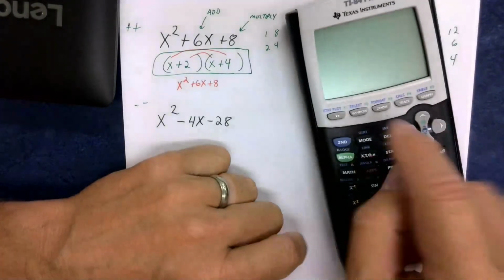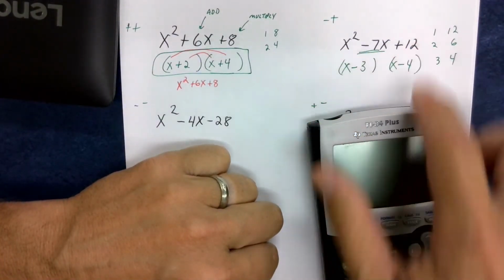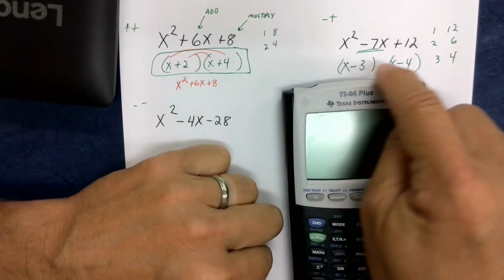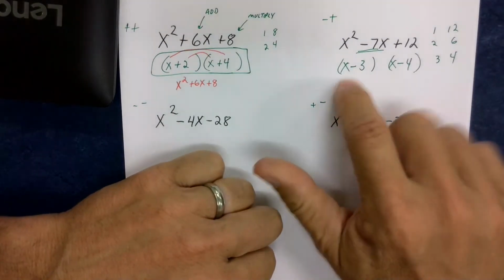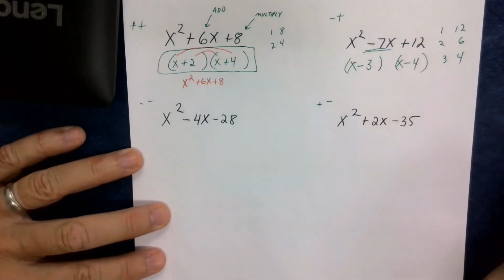If you were to take your graphing calculator out and graph that quadratic, x squared minus 7x plus 12, and in the next line put x minus 3 times x minus 4, you would see that those two things equal each other. Okay?